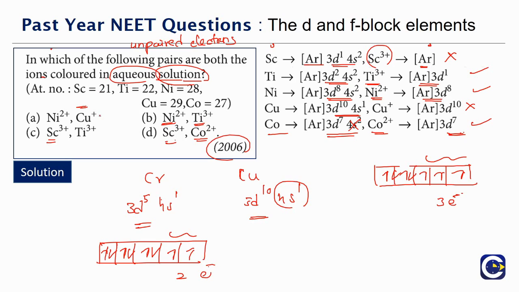Now if you look at the set A, it is having copper plus, means not going to be happening because copper plus is having no unpaired electrons. So that is not going to give the color. Set C, scandium 3+. Again not possible because scandium 3+ does not have unpaired electrons. Set D also having scandium 3+. The one that is having nickel 2+ and titanium 3+ will be having unpaired electrons in these ions, means that pair will be able to give color in the aqueous solution. So the correct answer for this is option B.